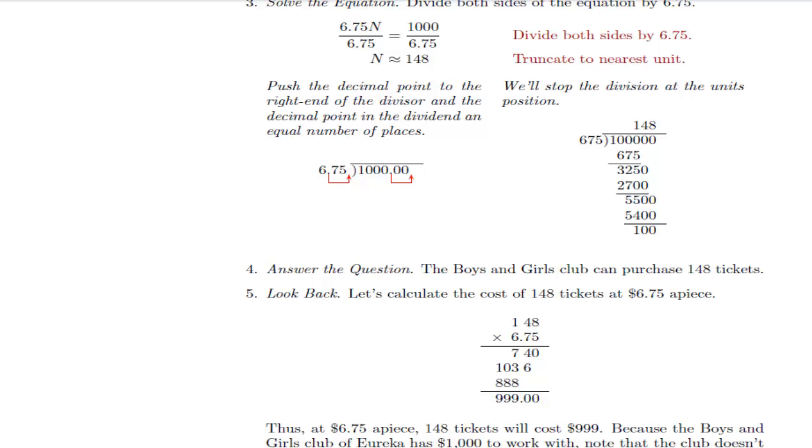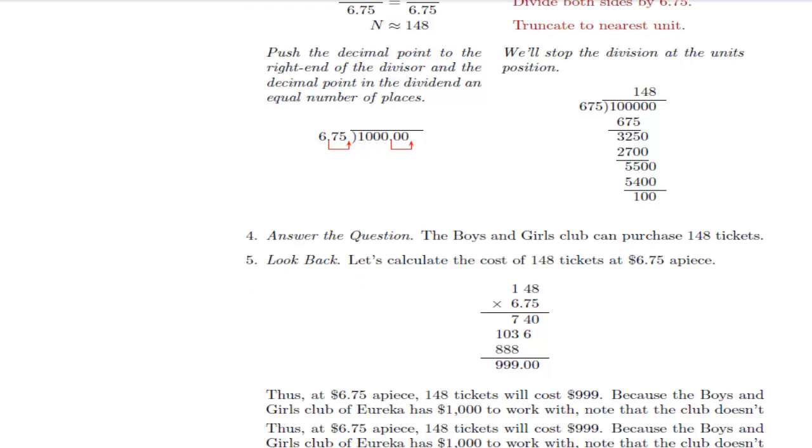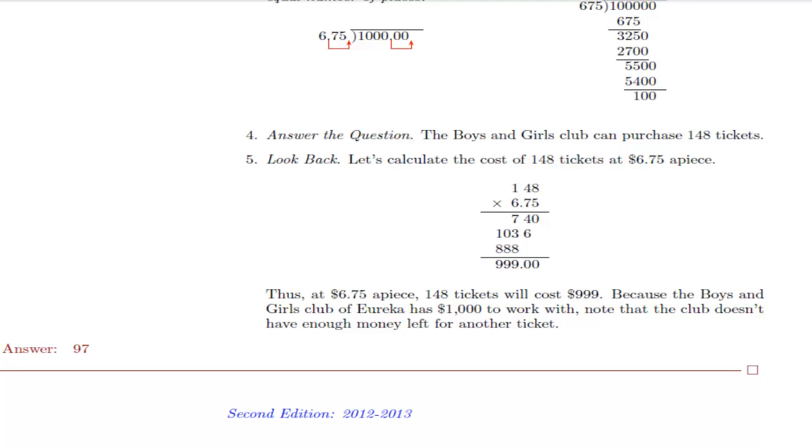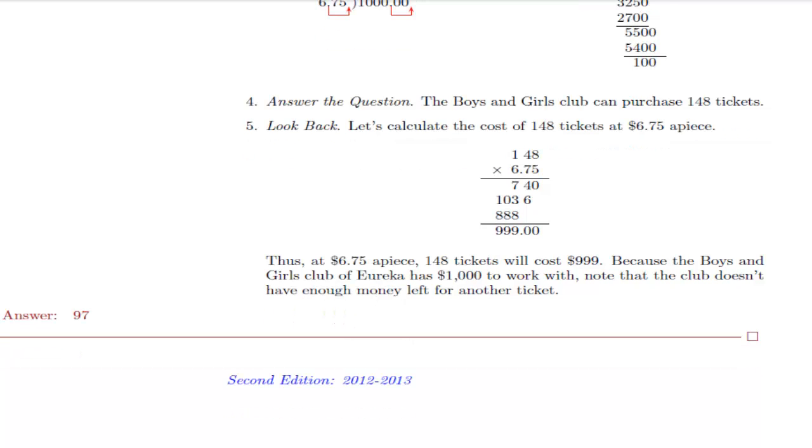4. Answer the question. The Boys and Girls Club can purchase 148 tickets. 5. Look back. Let's calculate the cost of 148 tickets at $6.75 a piece. So 675 times 148 is 99,900. There's a total of 2 decimal places to the right from our original numbers. So we will place the decimal point with 2 digits to the right. So the result is 999. Thus, at $6.75 a piece, 148 tickets will cost $999. Because the Boys and Girls Club of Eureka has $1,000 to work with, note that the club doesn't have enough money left for another ticket.